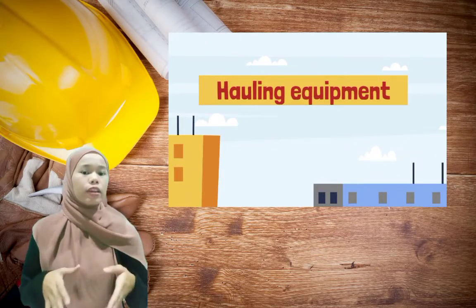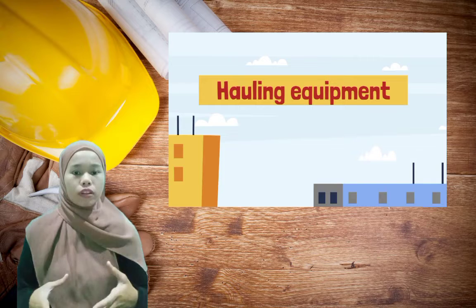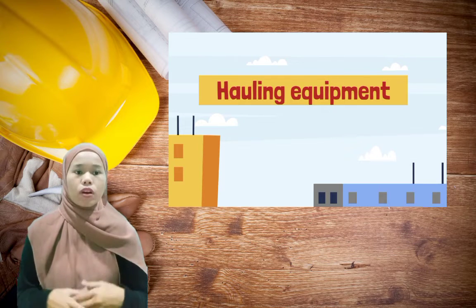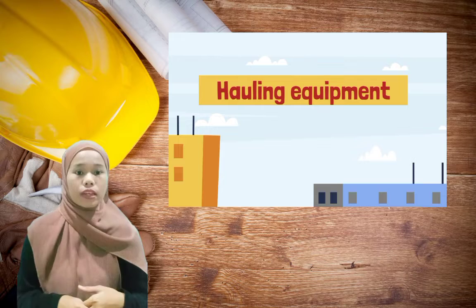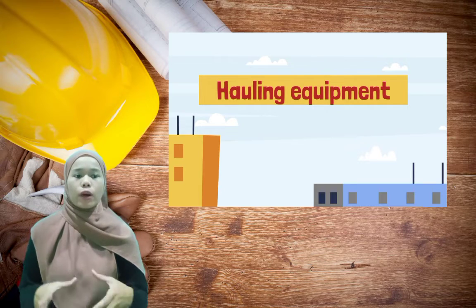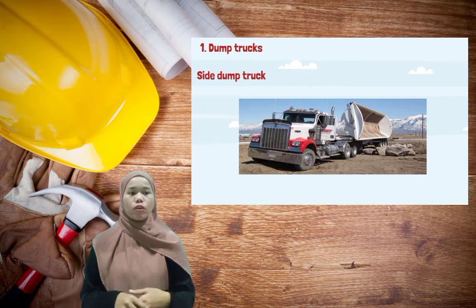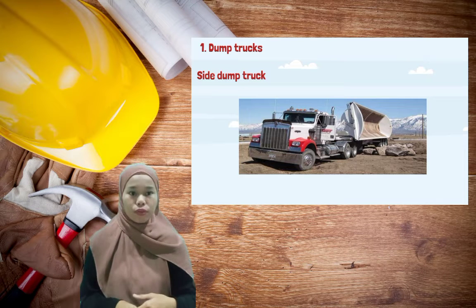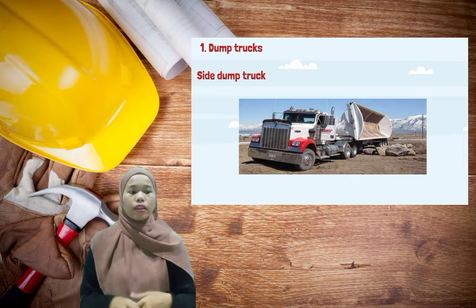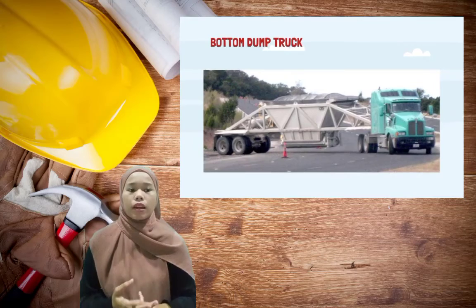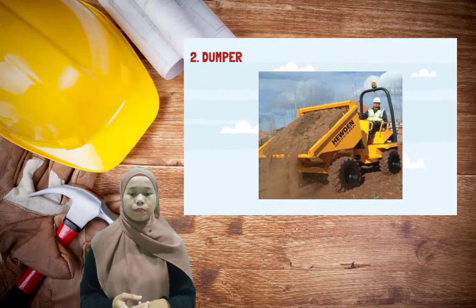Okay, next is hauling equipment. The equipment used for transportation of material is known as hauling equipment or simply hauler. Haulers may operate on the roadway and railway. They are classified on the basis of the method of dumping the load. Number 1 is dump truck. There are 3 partitions: side or rear dump truck, bottom dump truck. Number 2 is dumper.